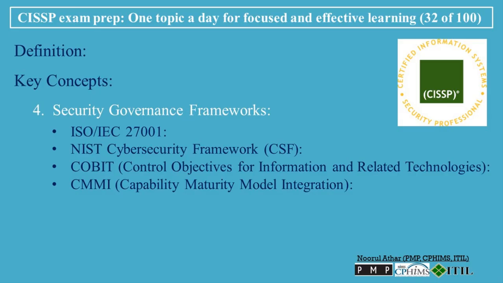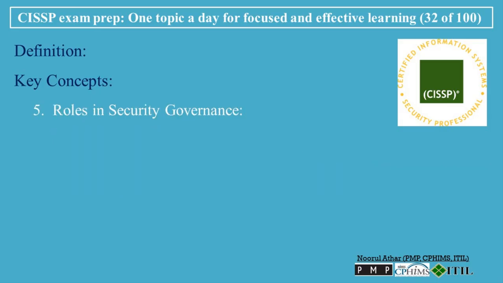CMMI, Capability Maturity Model Integration, a framework that helps organizations develop maturity in their processes, including security governance. Organizations can evaluate their governance maturity level, from initial, ad hoc, to optimized, fully integrated with business objectives. 5. Roles in security governance. Board of Directors. The board plays a critical role in overseeing the organization's information security strategy and ensuring that security risks are understood and managed at the highest level.